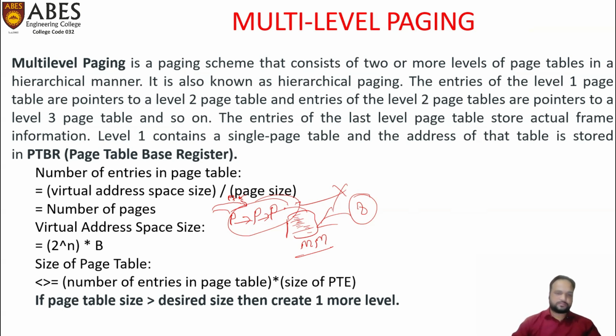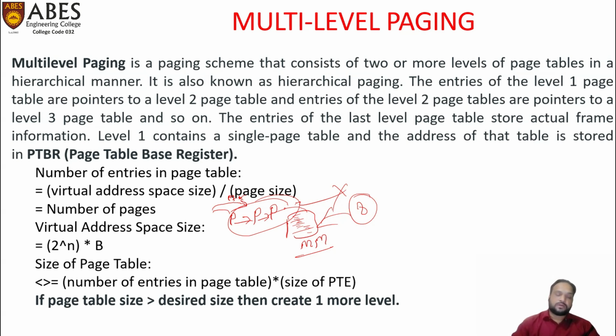So let's have a look at the terminologies which we are going to calculate here. The number of entries in a page table is calculated by the virtual address space size divided by the page size. By doing so, we calculate the number of pages. The virtual address space size, as I mentioned earlier, is calculated as 2 to the power n bytes. And the size of a table should not exceed the number of entries in a page table multiplied by the size of a PTE, page table entry.